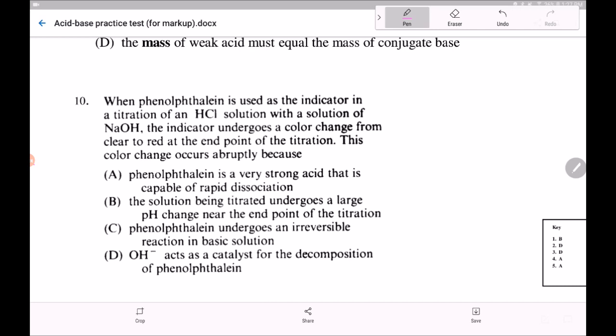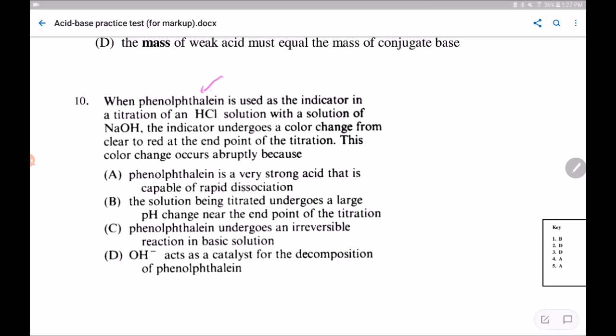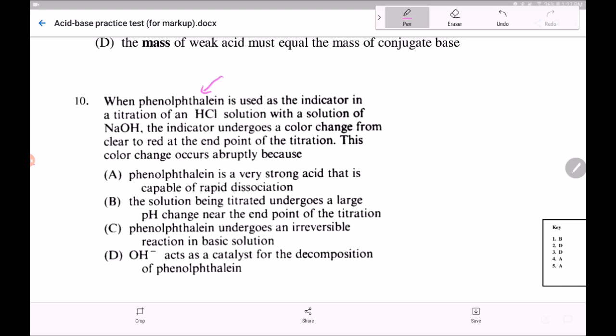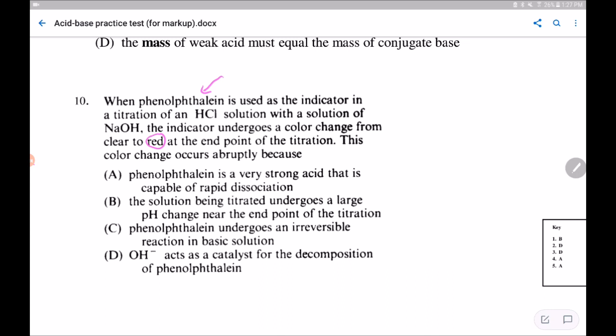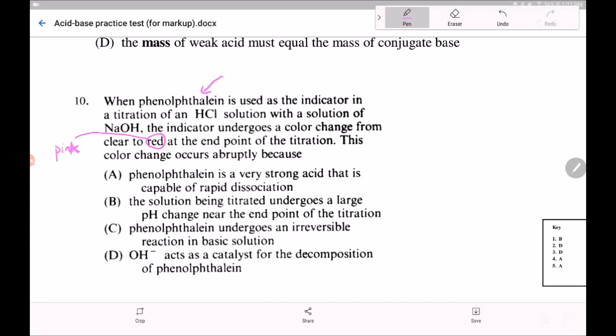Number 10, you should recognize this word, phenolphthalein. You've used it several times in the lab as an indicator. It can turn pink. They say red here, but really it's pink. This particular question, I didn't write it. This came from a standardized test, an SAT subject test in chemistry.